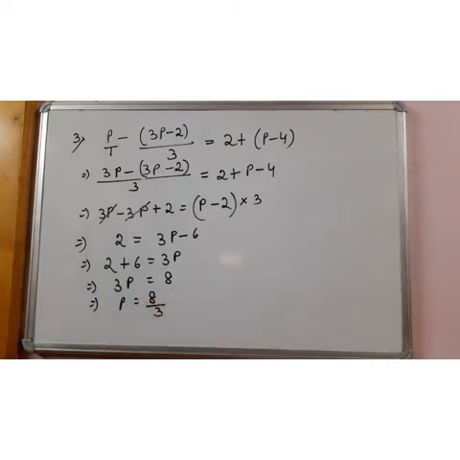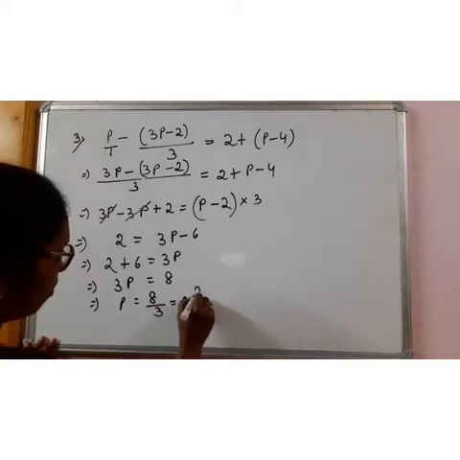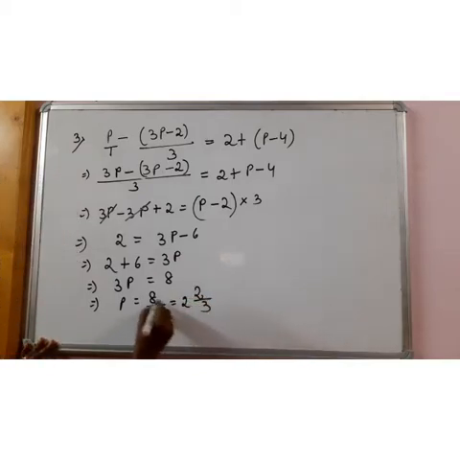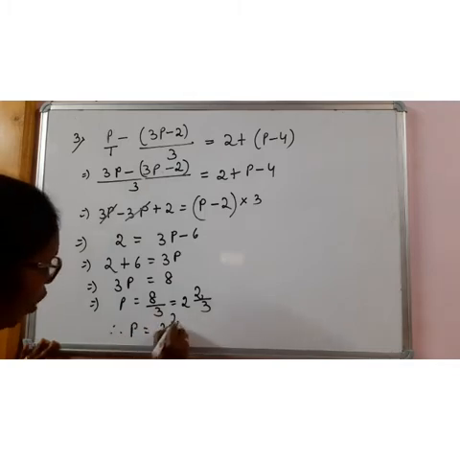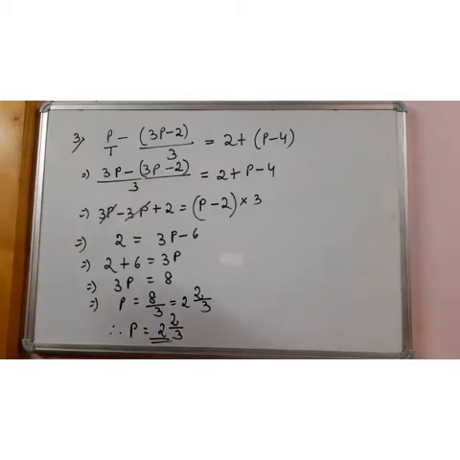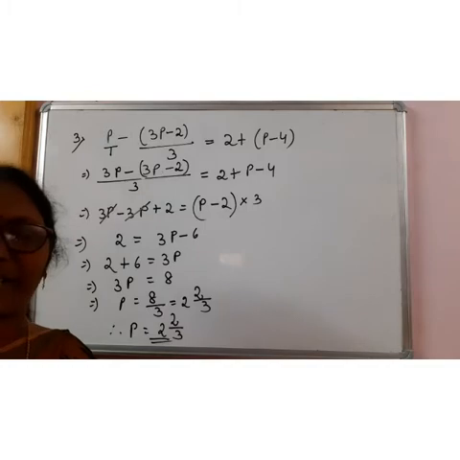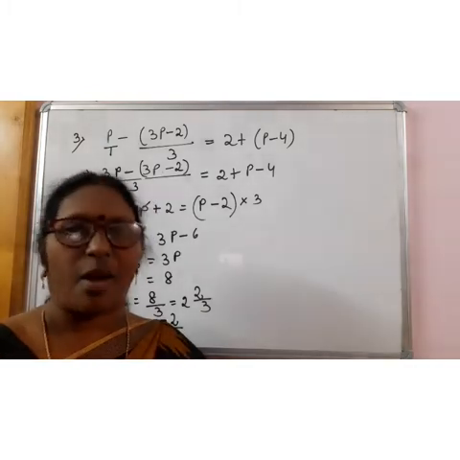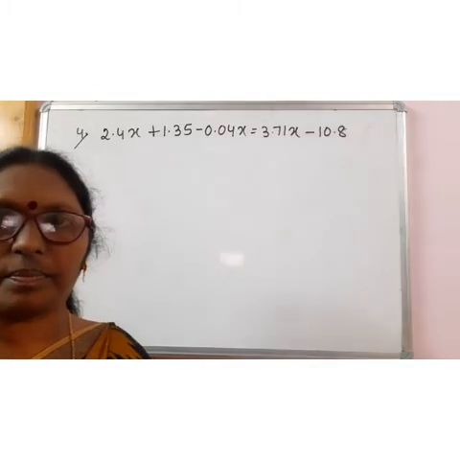Again 8/3 is improper. We have to convert it to a mixed fraction. 3 twos are 6, 2 will be left out. Therefore, p = 2 and 2/3. So this one you remember: whenever you get the answer in improper form, convert it to a mixed fraction. Okay. Let us have one more sum.